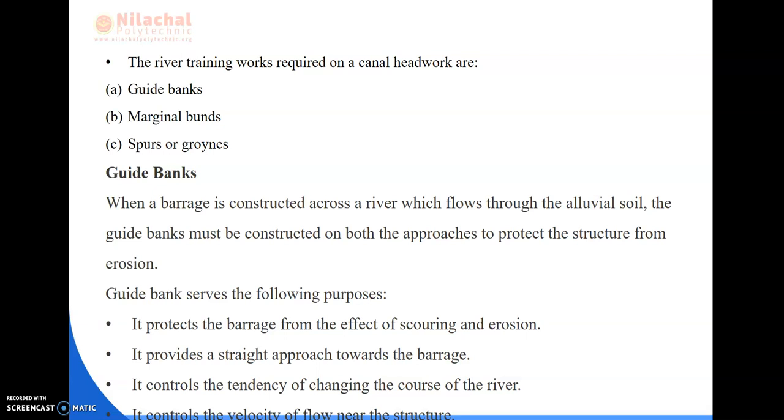In guide banks, when a barrage is constructed across a river which flows through alluvial soil, the guide banks must be constructed on both approaches to protect the structure from erosion. Guide banks serve the following purposes. It protects the barrage from the effect of scouring and erosion. It provides a straight approach towards the barrage. It controls the tendency of changing the course of a river. It controls the velocity of the flow near the structure.